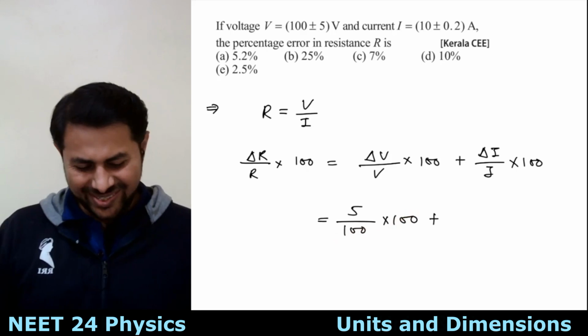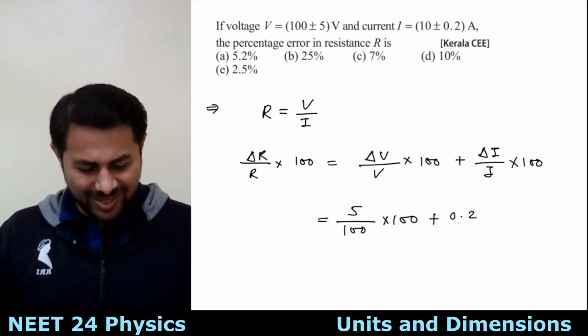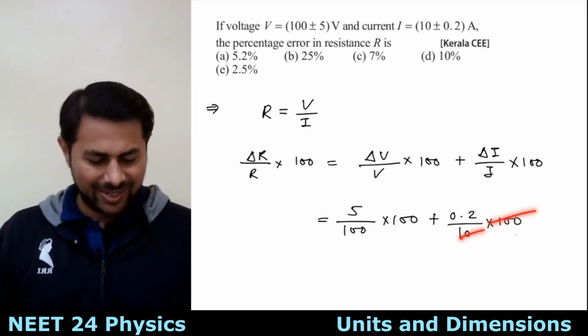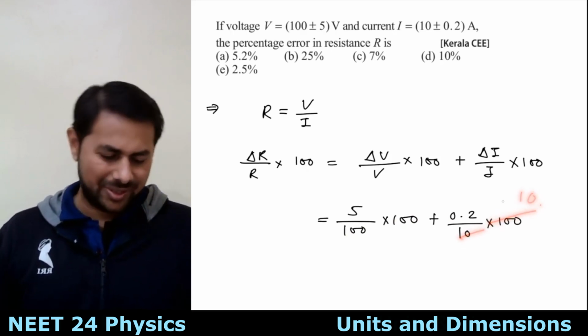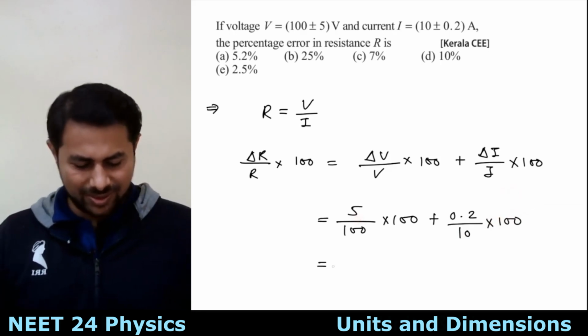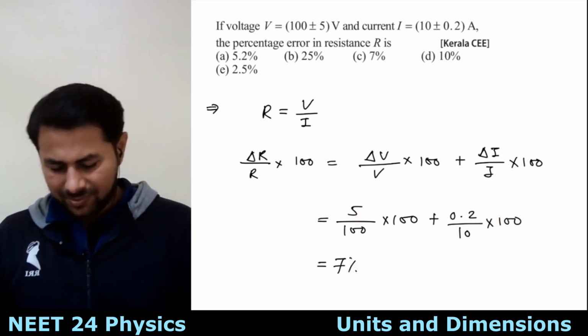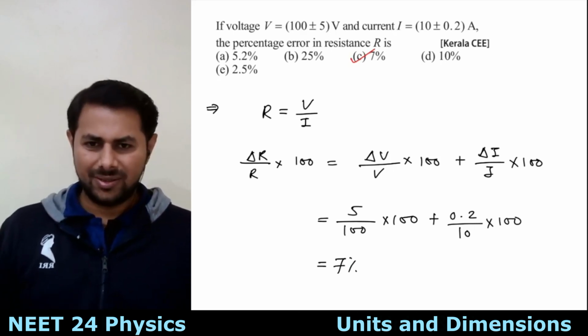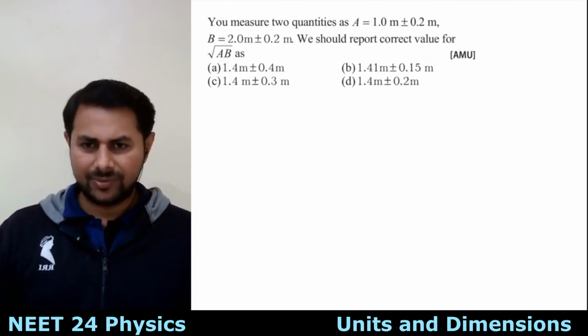Okay, plus 0.2 by 10 into 100, even that is good. So 100 by 10 is 10. 10 times 0.2 is 2. This was 5, that is 2, so 7%. Right, option C. Good, 7%. Very simple. Let's see the next one.